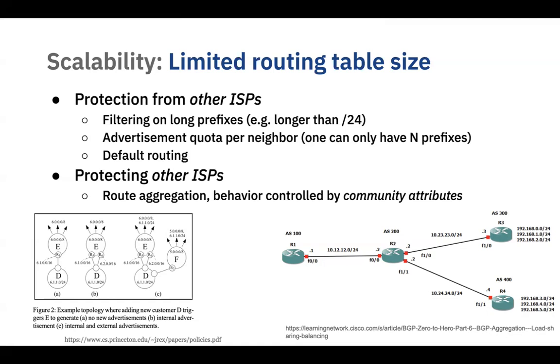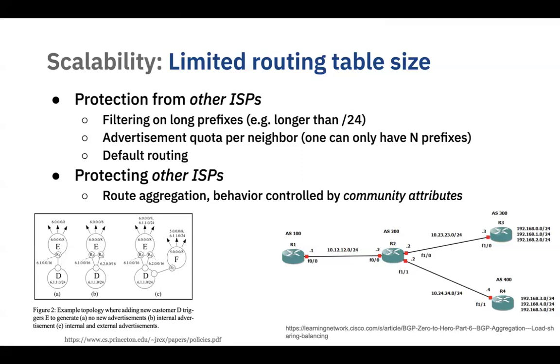If a prefix is too long, too fine-grained, then we're going to drop that advertisement. And also, each neighbor has a quota for advertisements. So for example, one can only have m prefixes. But with a limited routing table, there can be some misses. So we will have default routing as a fallback.